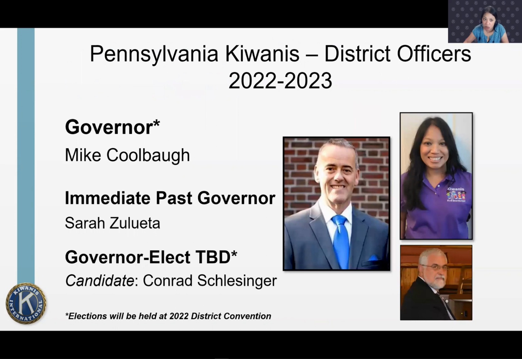And starting October 1st, our 22-23 district officers will be our governor, Mike Kuba. He is from the Wyoming area club. I will be immediate past governor, and the governor-elect is a candidate. The current candidate is Conrad Schlesinger from the Kiwanis Club of Lock Haven, and he's currently on. Yay! So he currently is the only candidate so far, and the elections will be held at the 2022 district convention in Erie. So register quick. Want to get on that.